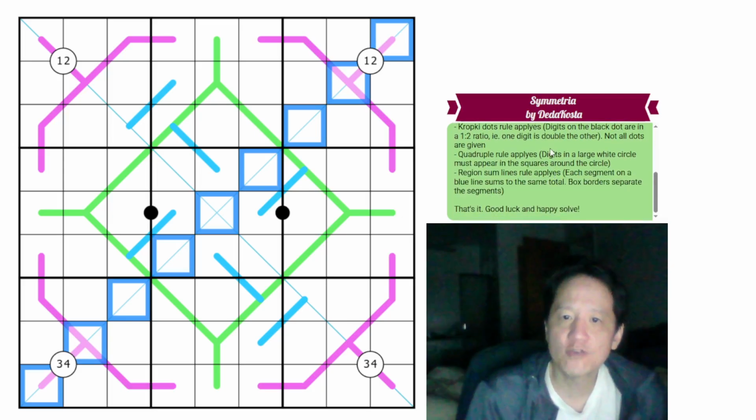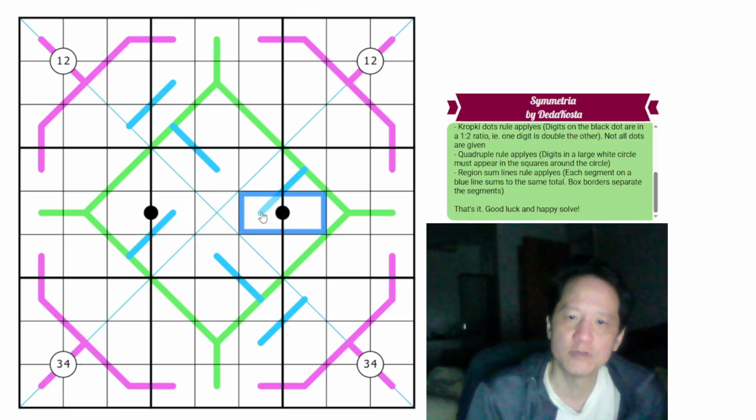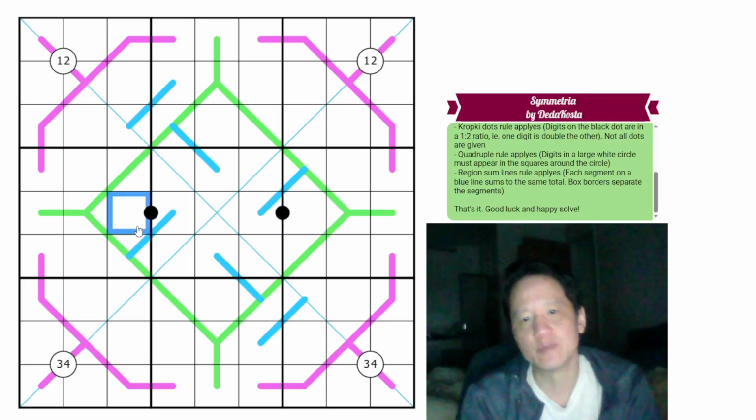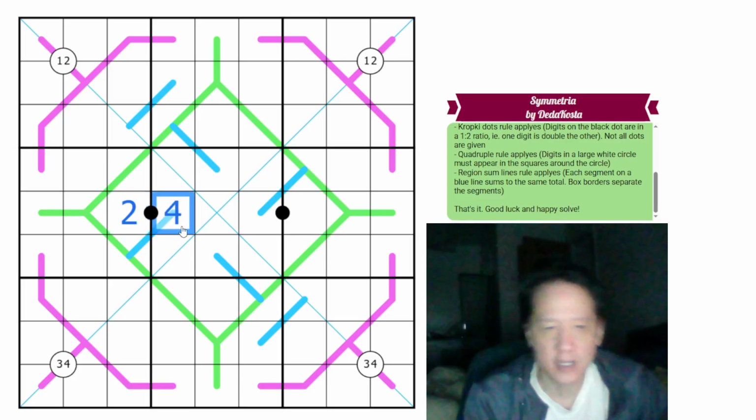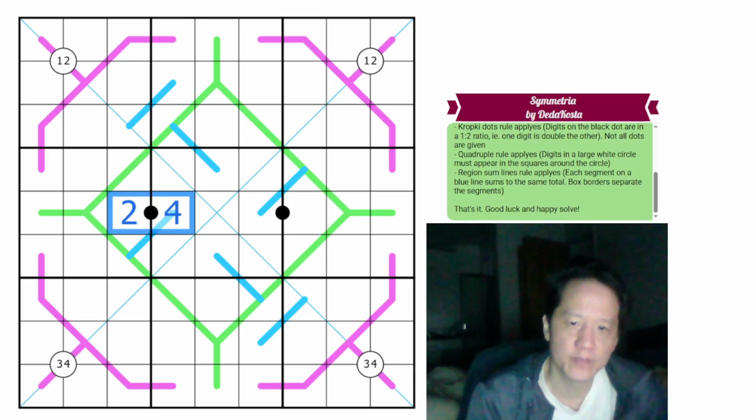We also have Kropke dot rules, where digits on the black dot, probably supposed to mean digits next to the black dot, are in a 1 to 2 ratio. That is, one digit is double the other, and not all dots are given. So for example, if this was a 2, this would have to be 1 or 4 to maintain the 1 to 2 ratio between them.